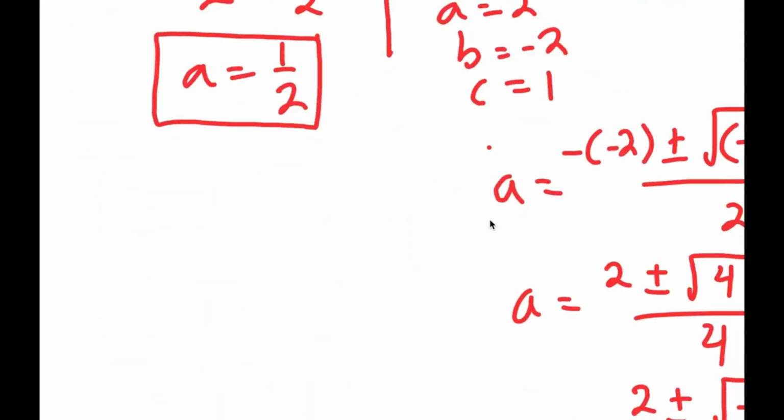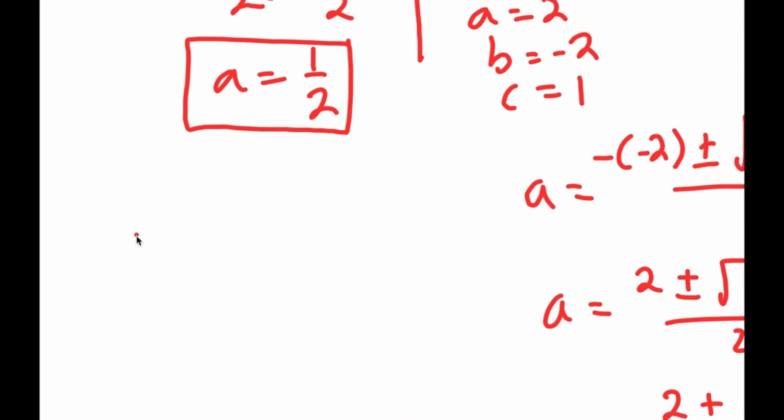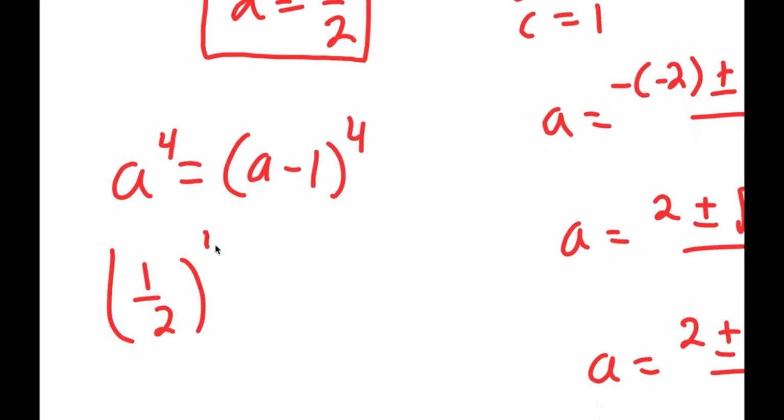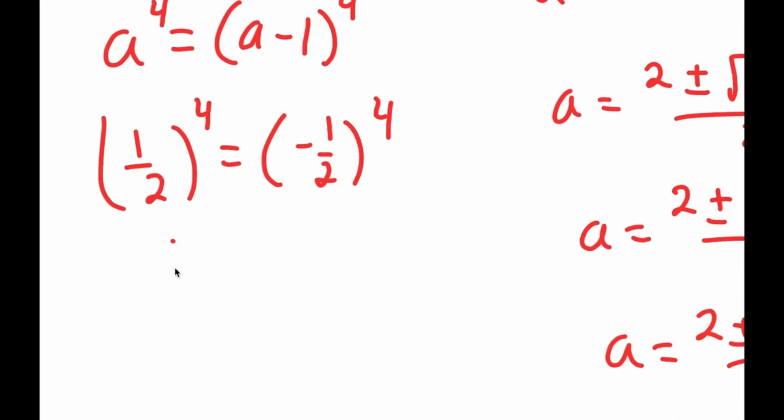And finally, just to check, I can't check the imaginary solutions, but I can check 1/2. So I have a to the power of 4 is equal to (a minus 1) to the power of 4. A is 1/2, so I get (1/2) to the power of 4 is equal to (negative 1/2) to the power of 4. And both of these equal 1 over 16. So this is right, and my solution is right.